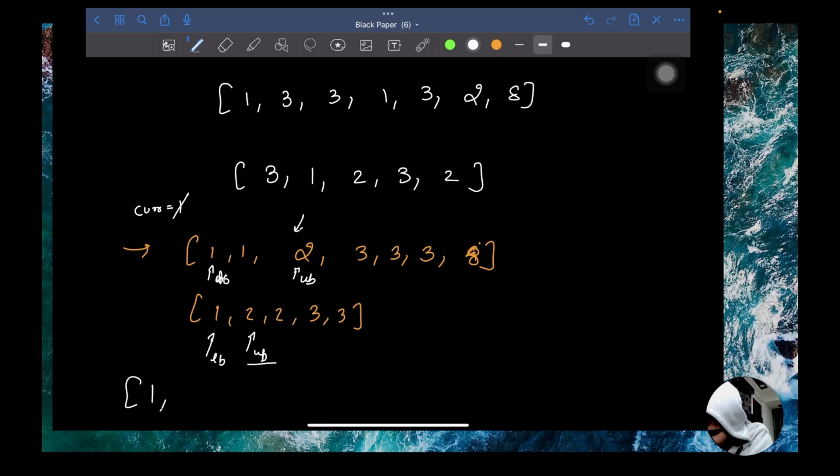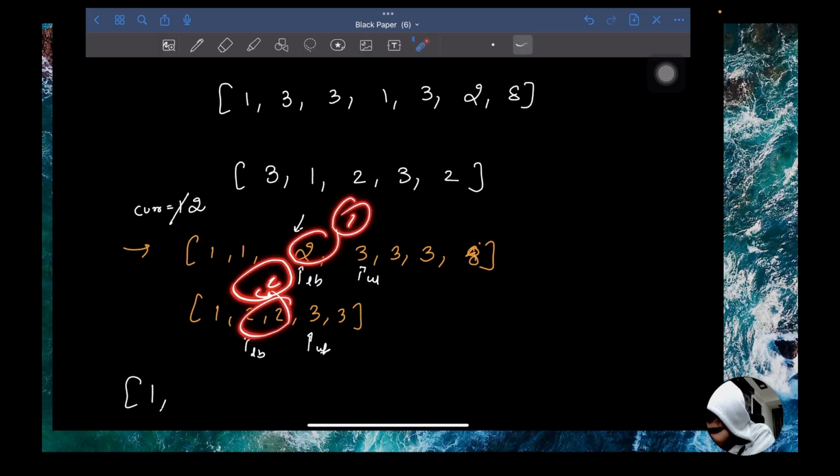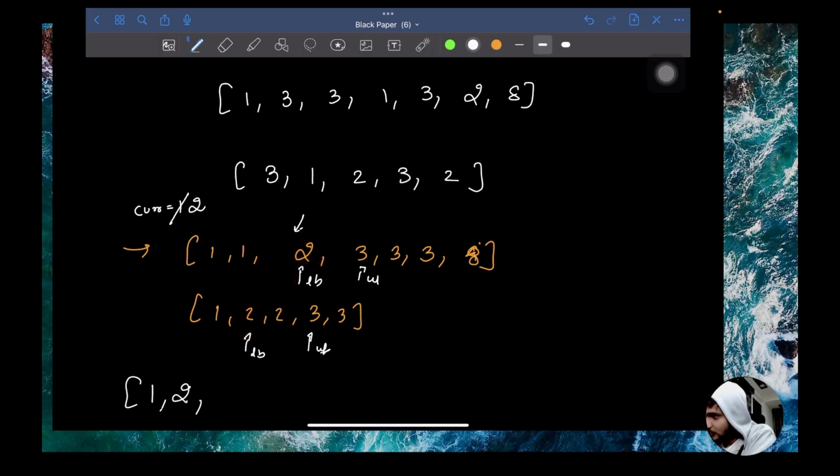Now the current element is different than 1. Current becomes 2. You again do the same thing, upper bound and lower bound. So lower bound, upper bound, lower bound, upper bound. What is the minimum of both of them? This is 1. This frequency is 2. Minimum is 1. So you need 1 occurrence of 2 here. And then you keep on moving forward till the time it is different than 2.